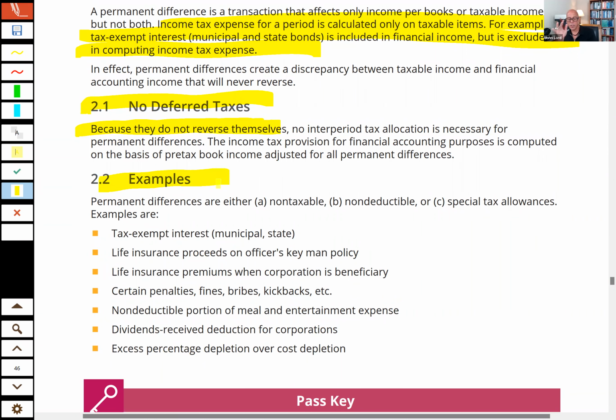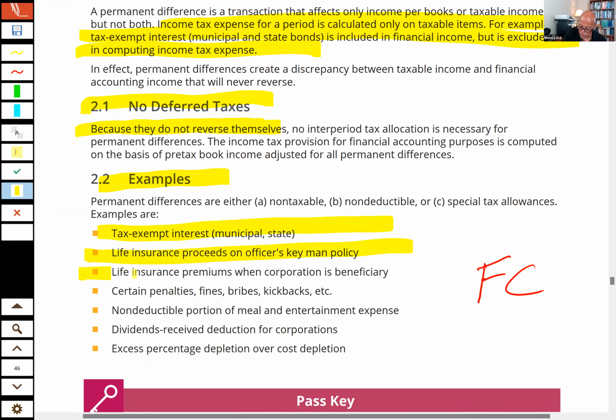I have limited concerns with tax law affecting the FAR part of the exam, except when it comes to some of these permanent differences. So I am going to ask you to flashcard examples of permanent differences, just flashcard these. We've mentioned tax exempt interest, but certain life insurance premiums and the like would not be included in income for tax purposes, but they would be for GAAP purposes. Fines are not deductible for tax purposes, but they would be considered for GAAP purposes, and so on. Flashcard all of these, guys.